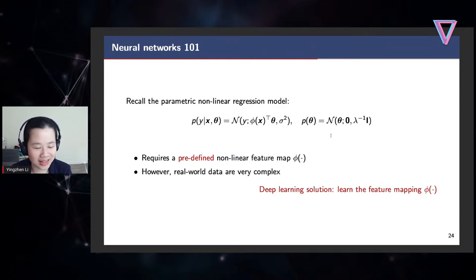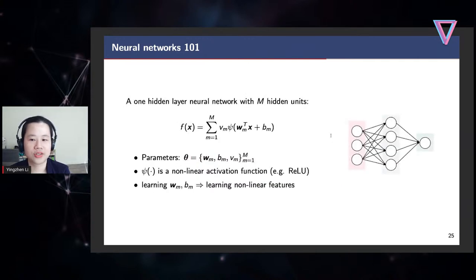But now we are in the area of deep learning. And people say, okay, we want to learn the feature maps as well, right? This is very useful when the real world data is complex and you don't have very good intuition on that. So just to say the deep learning solution, a very simple solution is to build a one hidden layer neural network that looks like this.